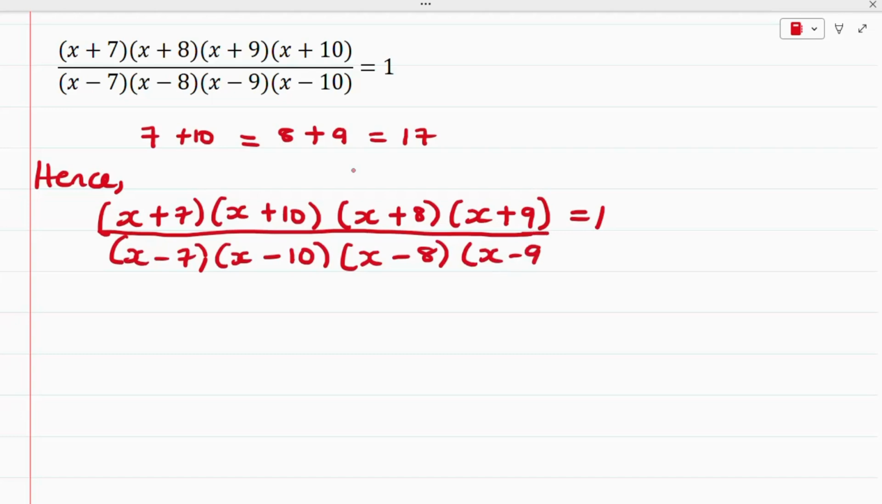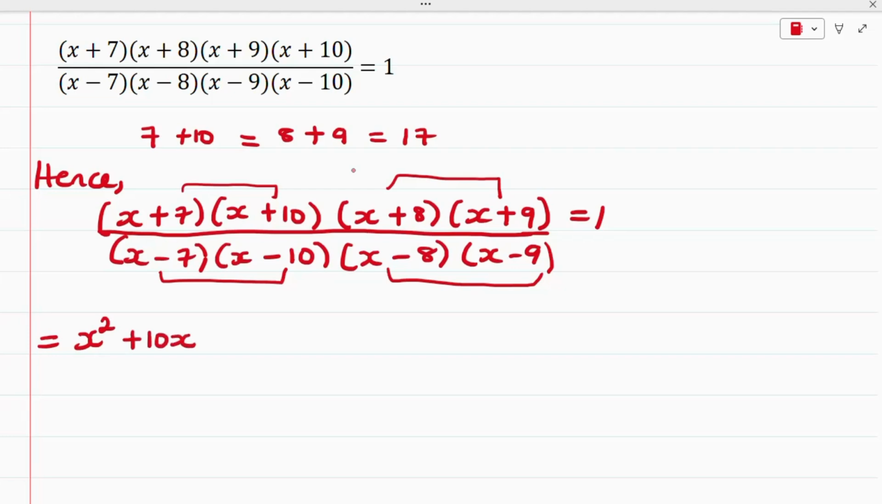So right here we want to simply expand each of these. We're going to expand this and this, and expand this and this. Also we're going to expand this too and this too. Alright, so from here we have x multiplied by x is x squared. x multiplied by 10, we're going to have plus 10x. 7 multiplied by x, we have plus 7x. And plus 7 multiplied by plus 10, we're going to have 70. So we have expanded the first two.